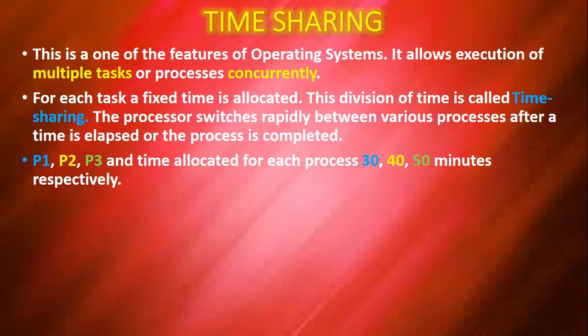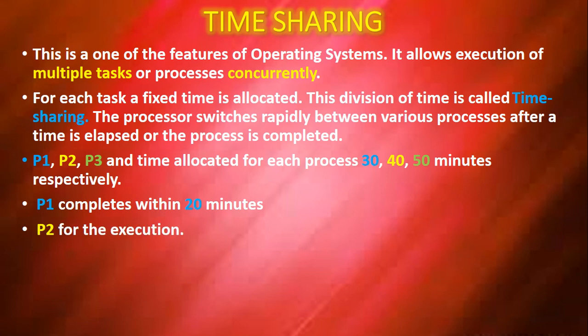We have 3 jobs, P1, P2, P3. The time allotted for these jobs is 30 for P1, 40 for P2, and 50 for P3. Now the first job, P1, completes within 20 minutes. The time allocated for P1 is 30 minutes, but within 20 minutes it has completed its work. So automatically the OS will move to the next job, P2, for execution. Now P2 starts to execute.